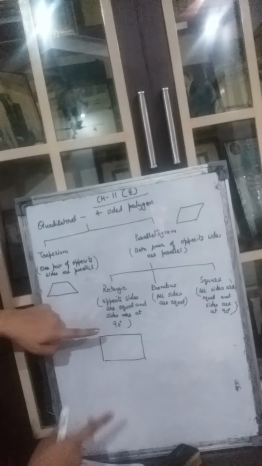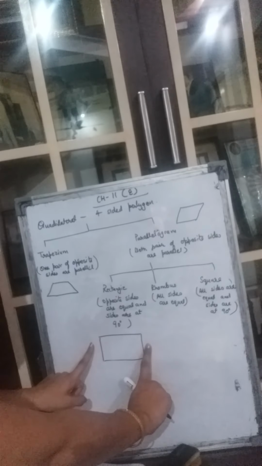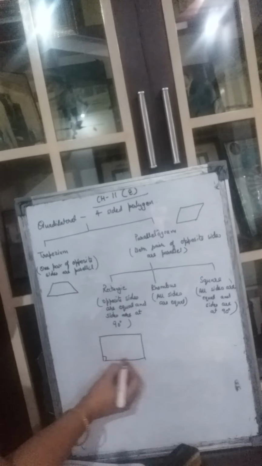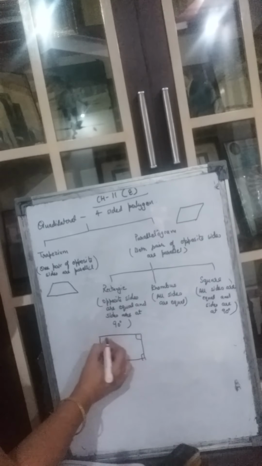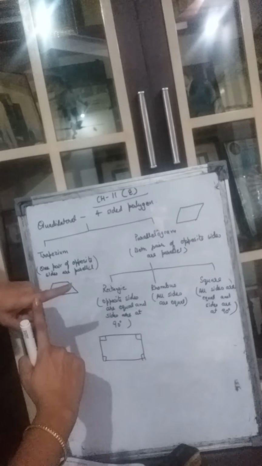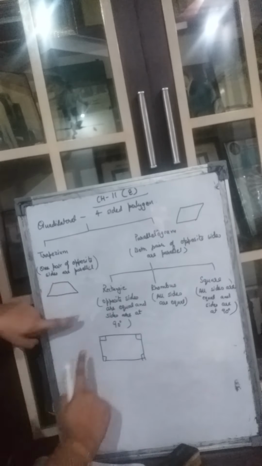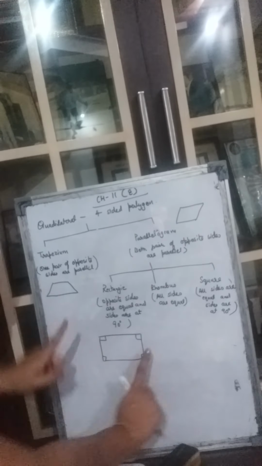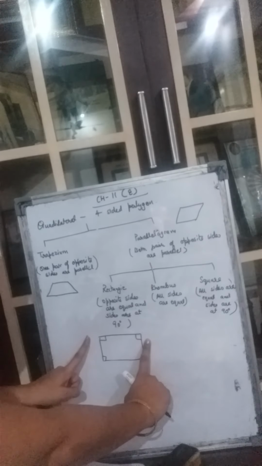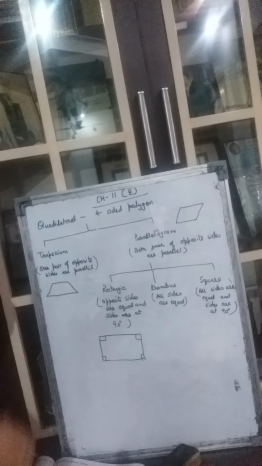What are these two? Opposite sides are equal. Then all the sides meet at 90 degrees. That means they are all straight. They are making a 90 degree angle. And here both pairs of opposite sides are parallel. ये sides parallel भी है आपस में. Right? So it is a rectangle.